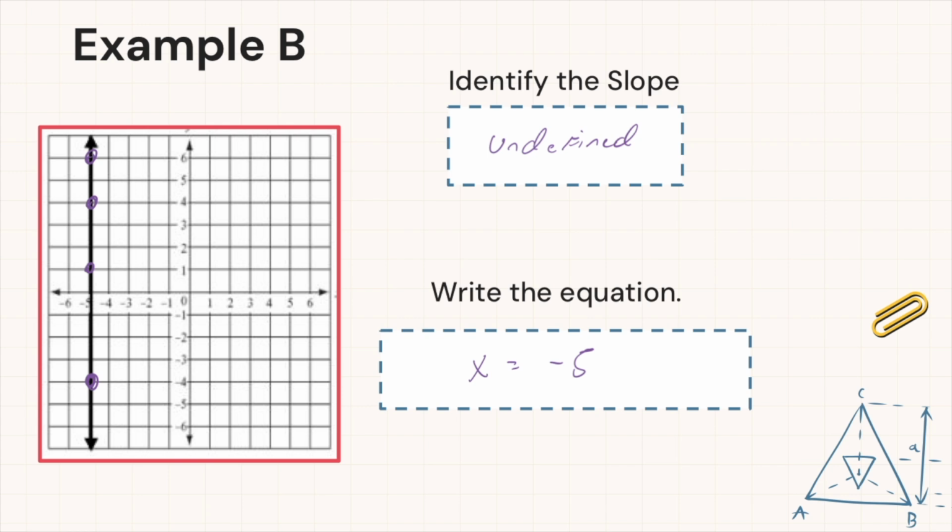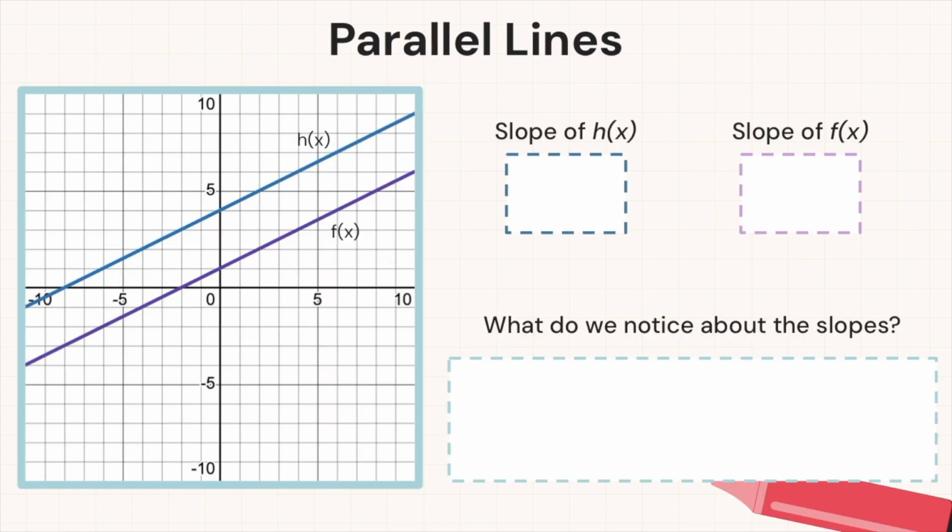Now let's take a look at some more information. Here we have parallel lines. We've got two lines that are parallel, with the slope of h of x and the slope of f of x. Let's start by finding the slope of each of these lines. We're going to start with h of x. We're going to find our y-intercept here, and we're going to go up 1 over 2. So we're going up 1 over 2, so we've got a slope of 1/2.